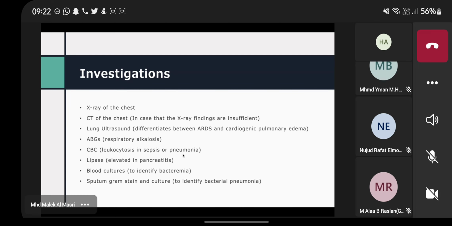CBC to check for leukocytosis in either sepsis or pneumonia. We'll touch on that in the upcoming slides. Lipase to check if it's due to pancreatitis or to try and rule out pancreatitis. Blood cultures to identify the causative bacteria in case it was bacteremia. And sputum gram stain and culture to identify the bacterial pneumonia.